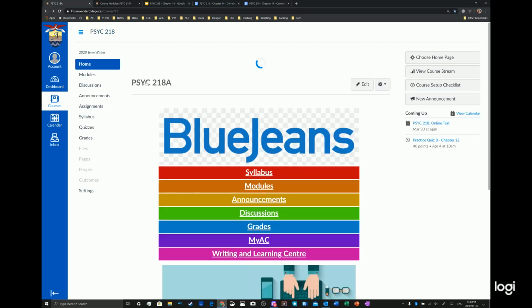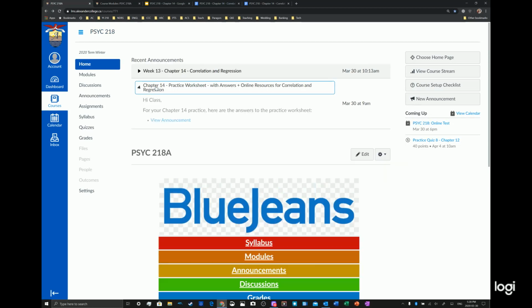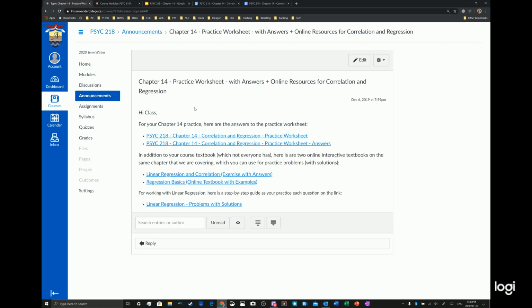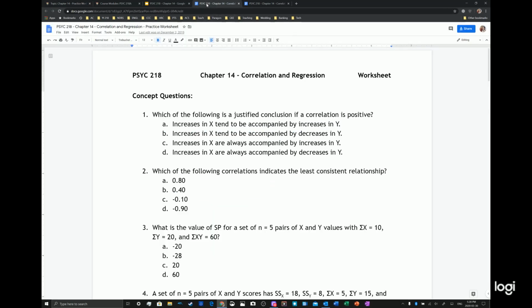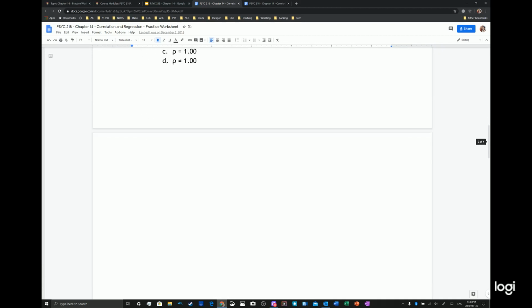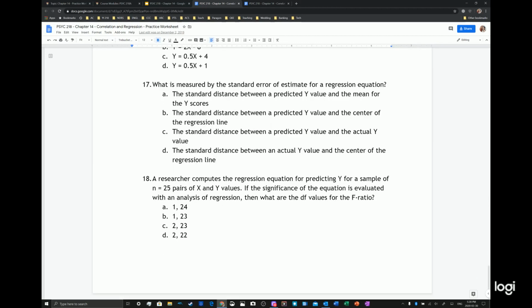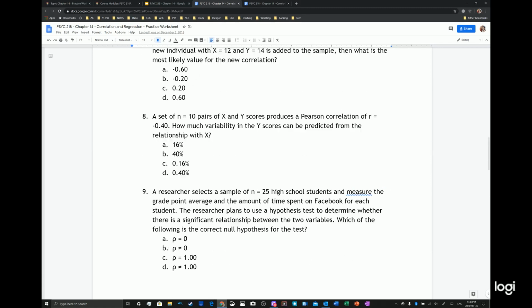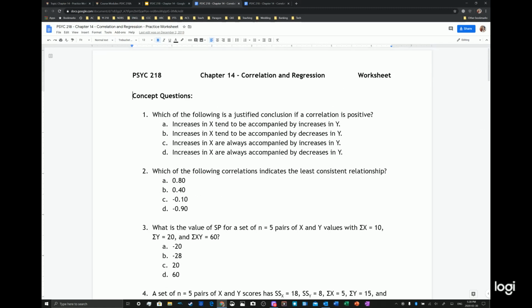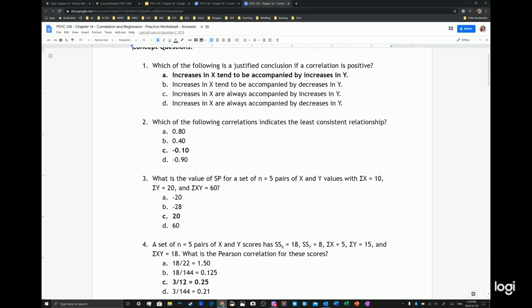Your next announcement is the practice worksheets. You can view that as well. And there are 2 worksheets that you can use right away. These are your Chapter 14 worksheets. It's very similar to Chapter 12 where we have concept questions and some practice questions. For our concept questions, they're on the Google Sheets. Again, there's a practice sheet along with the sheet with answers.